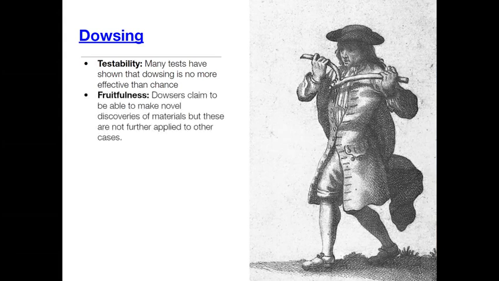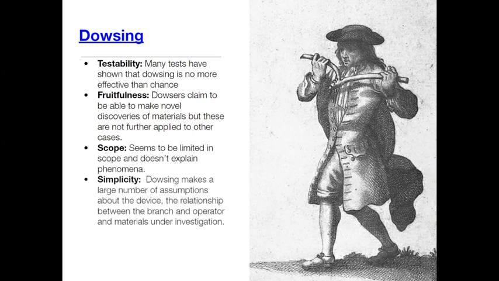Is it fruitful? Well, dowsers claim to be able to make novel discoveries of materials, but these are not further applied to other cases. So why does dowsing only work on water, and some people claim oil, but not other objects, right? That's kind of an odd thing relative to other devices that we can use and test. What about the scope? Seems to be pretty limited in scope and doesn't explain the phenomena.